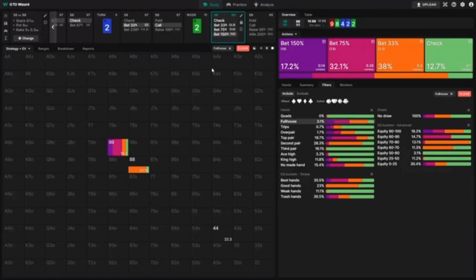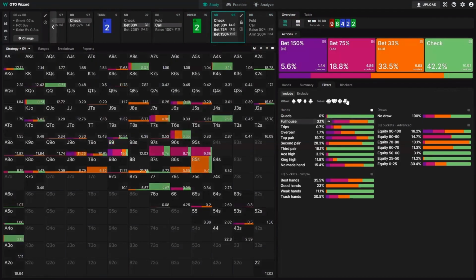Someone asks, anybody know if this is simple or simplified settings? It's the AI solve. So the preflop ranges are the ones that are only preflop, and then the postflop is just the AI. So how do we play that in a better way?